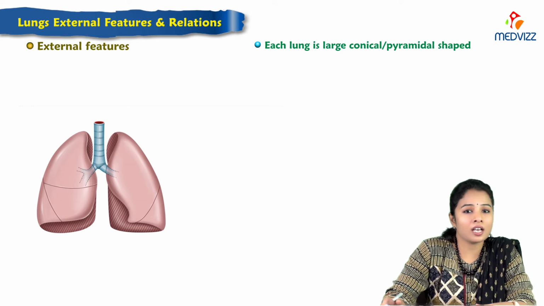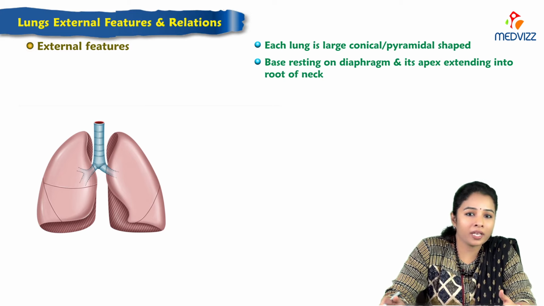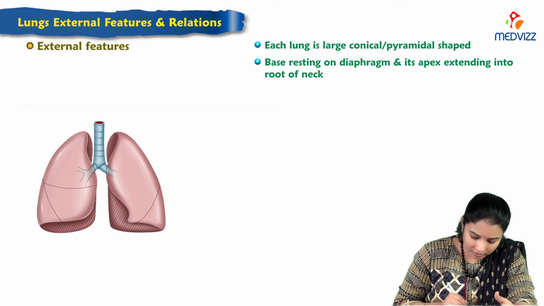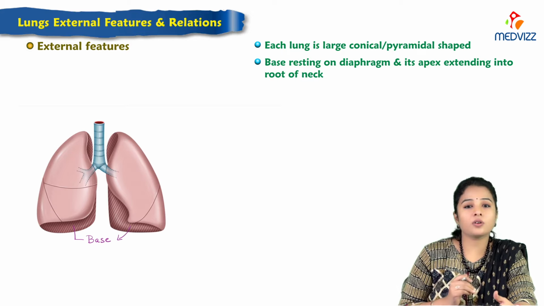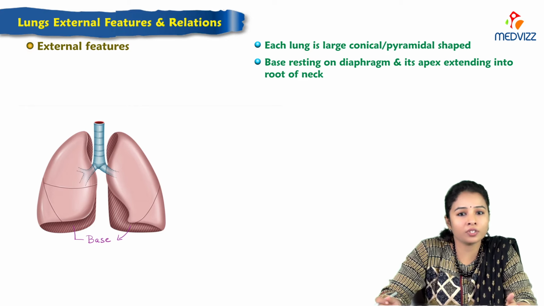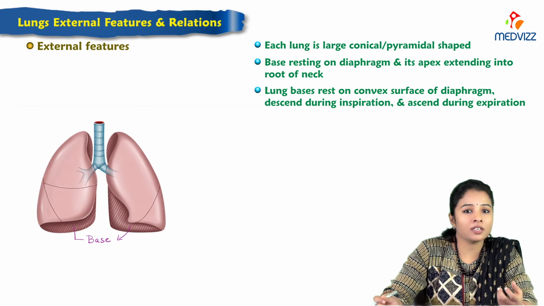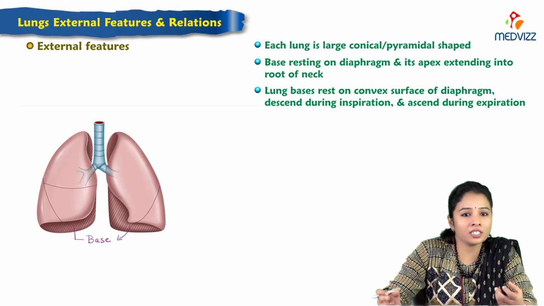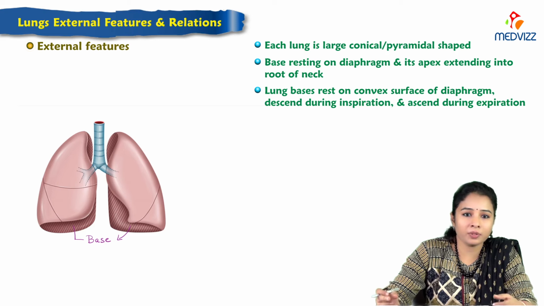Each lung is of large conical pyramidal shape, with its base resting on the diaphragm. So here is the base. The base is also called the diaphragmatic surface because it rests over the diaphragm. The lung bases, which rest on the diaphragm, descend during inspiration and ascend during expiration.